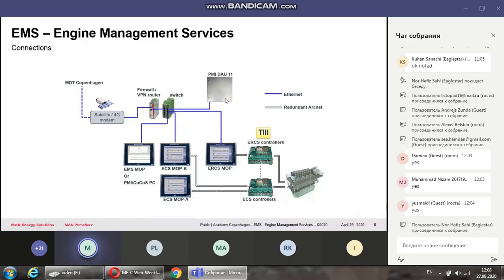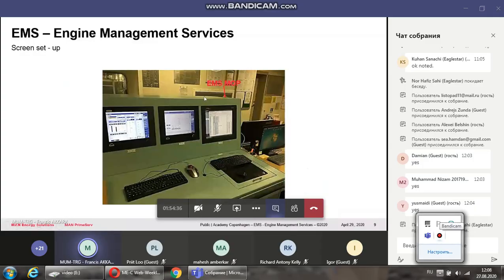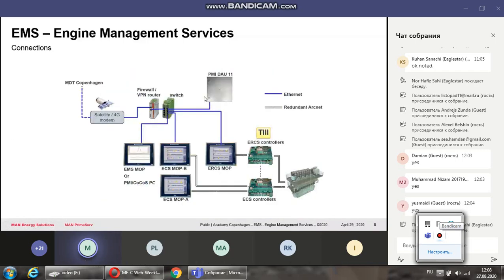So we also got a PMI data acquisition unit here. From the engine, all the parameters are coming from here to this information box. From there, the data flows into the switch here. And from there, of course, you can have a firewall and a VPN connection. And from there, it can go to satellite and it can go to your office or a main office. It's all possible. Okay. So that is what the system is presently designed for.